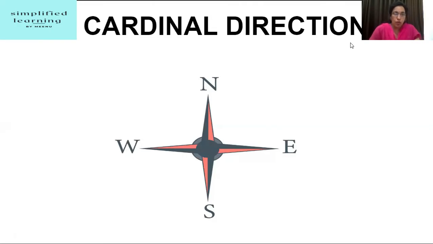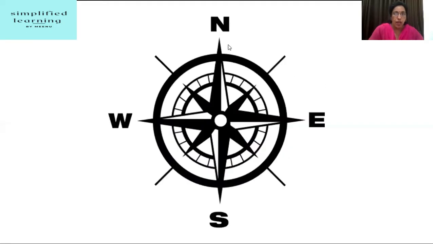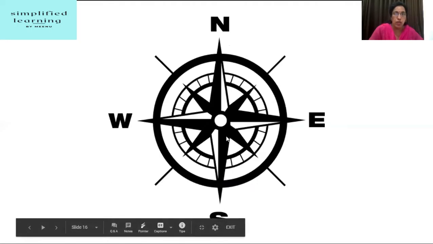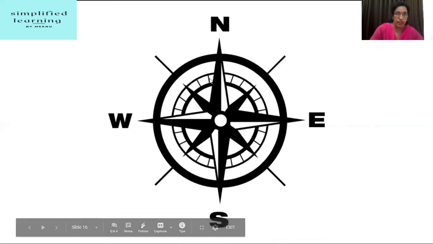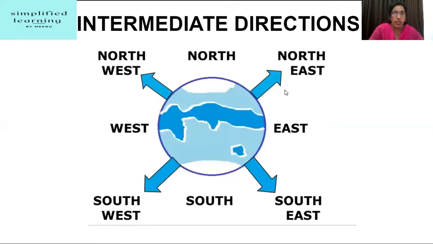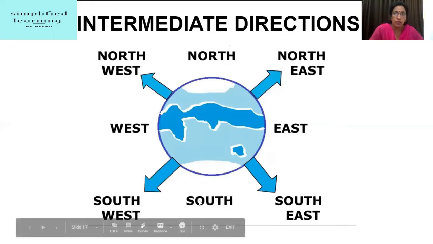Now, these four cardinal directions can be divided into four intermediate directions. How? Let's see. So this is a compass which shows the main directions or cardinal directions. And also you can see some lines in between these cardinal directions. Now what are those? Yes, those are intermediate directions. Okay. Now this is north, and this is south, west and east.